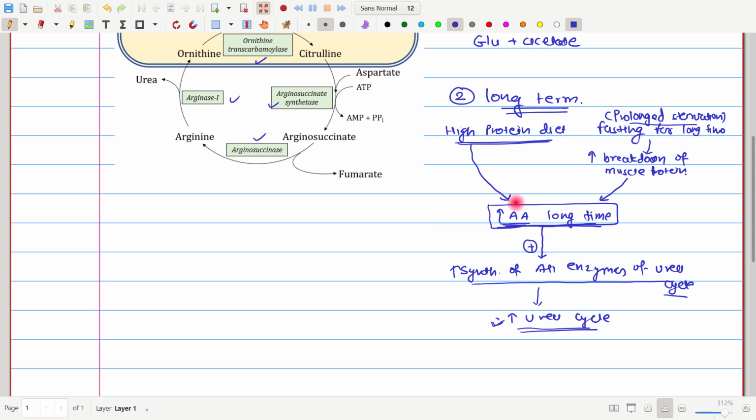So here I want to emphasize one more time that this is an observation. What is the logic, or what is the sequence of events that leads to increased synthesis of all enzymes of the urea cycle, is not known. So that's all about regulation of the urea cycle. Thank you.